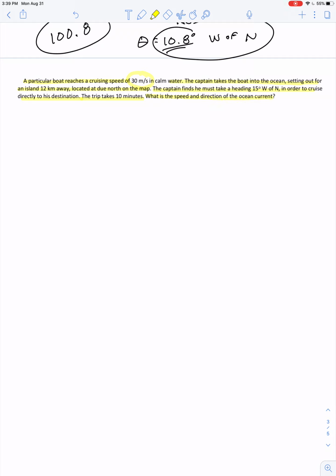So this sounds a lot like our previous problem. We're just being asked in a slightly different way. So we're given the heading of the boat. The captain sets out at an angle of 15 degrees. See, there's north, so 15 degrees to the west of north, right?